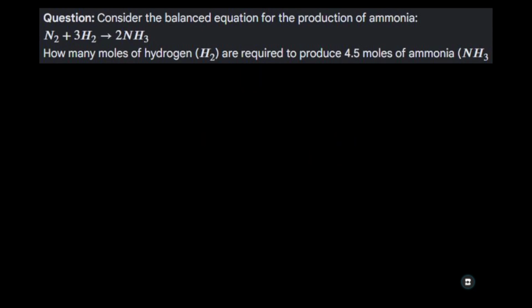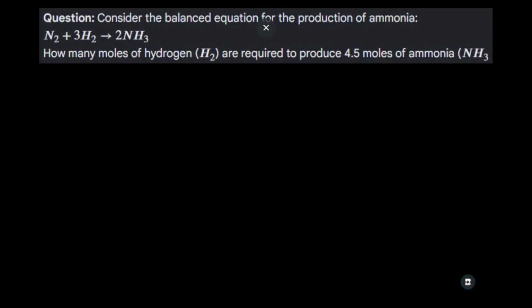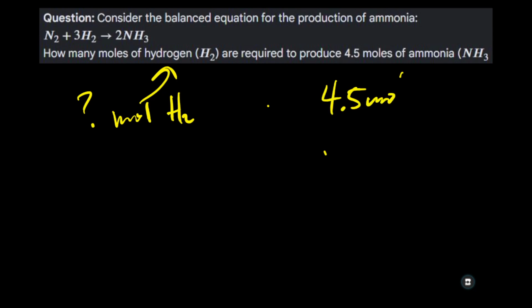So this one, consider the balanced equation for the production of ammonia. So we got N2 plus 3H2 making 2NH3. So it's pre-balanced for you and we just have to calculate it. So question is, how many moles of hydrogen, H2, are required to produce 4.5 mole of ammonia, NH3.